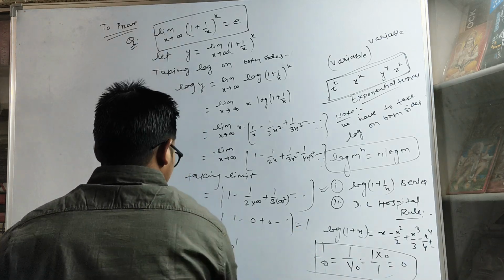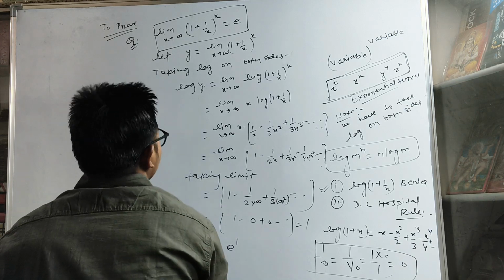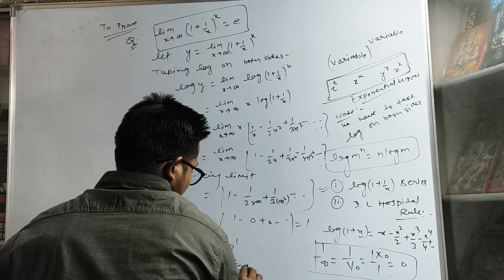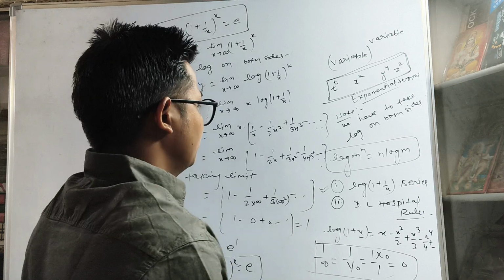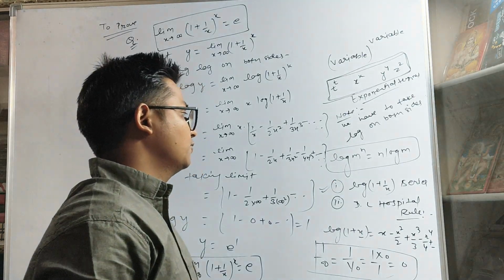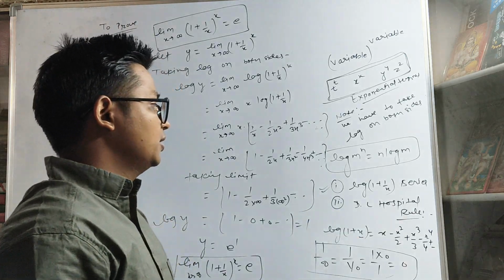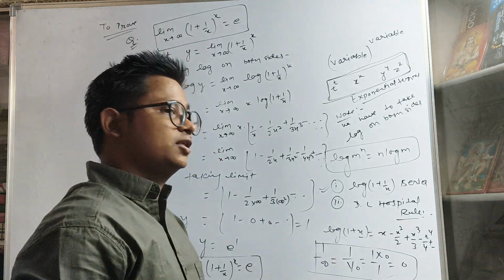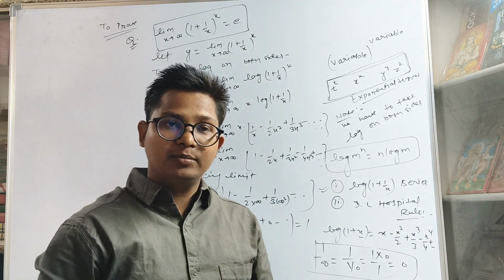So we can write limit x tending to infinity (1 plus 1 by x) whole to the power x equals e. So this is the result we have proved by the first method, by applying the log(1 plus 1 by x) series. We can also prove it by applying L'Hospital's rule, in which we take the differentiation of numerator and denominator separately until the indeterminate form is removed.